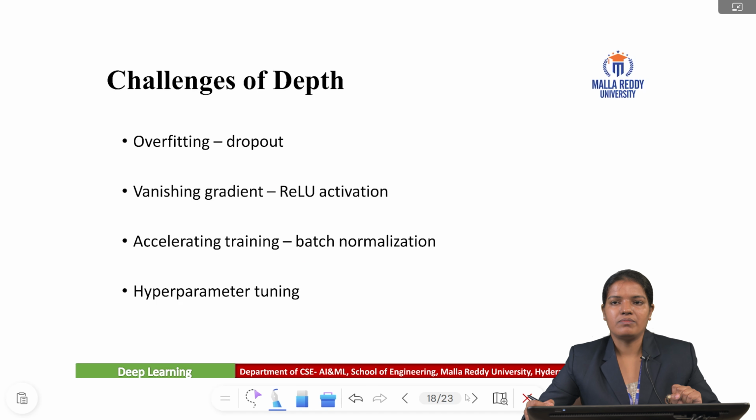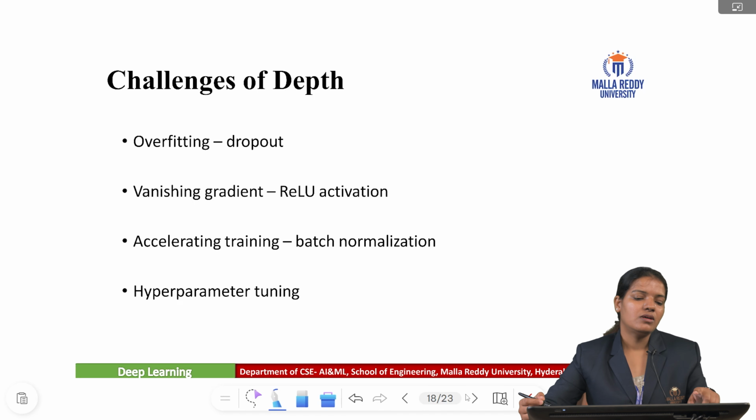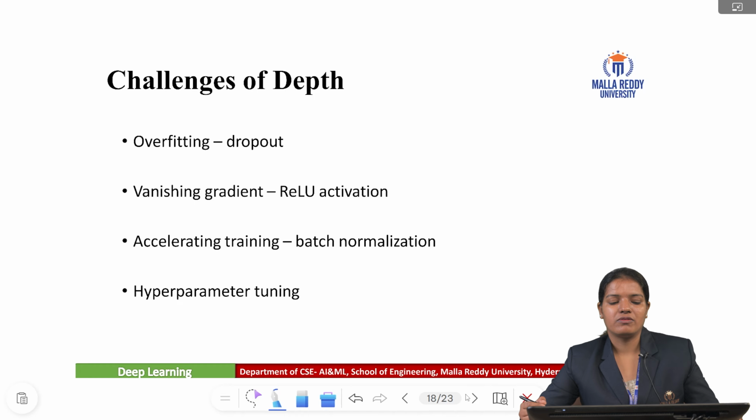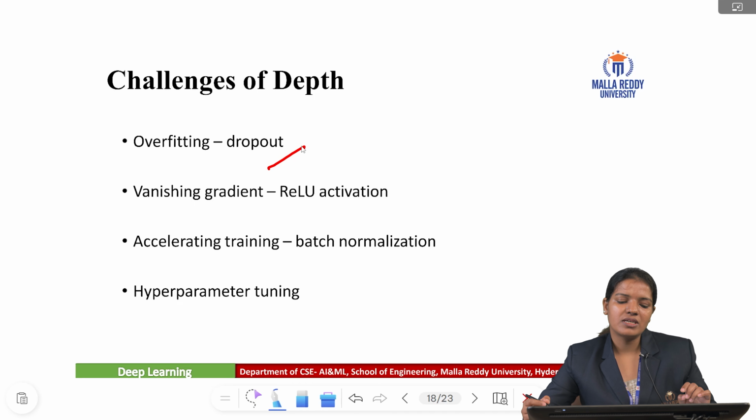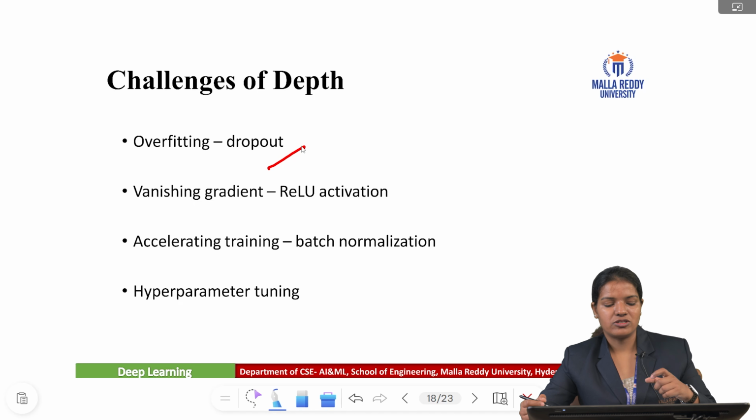But there are some challenges after using many hidden layers. The challenges are the overfitting problem, vanishing gradient problem, accelerating training, and hyperparameter tuning. The overfitting problem we can overcome by using dropout. Dropout is used in the fully connected layers, where we select only 50% of the connections, and the remaining 50% we ignore.